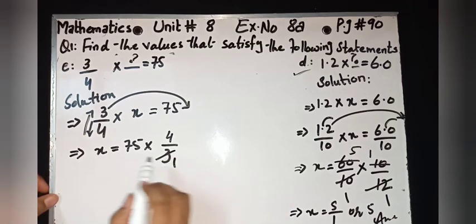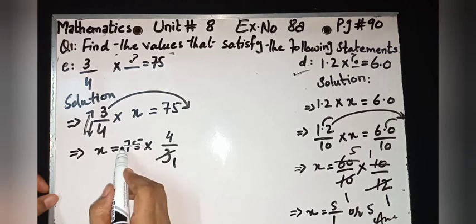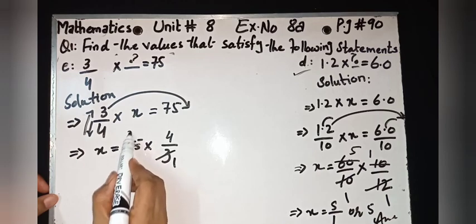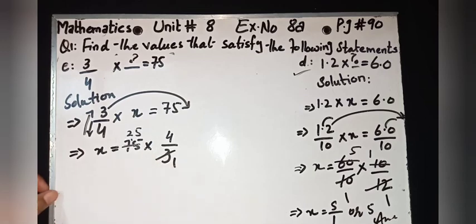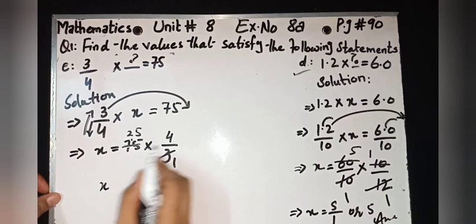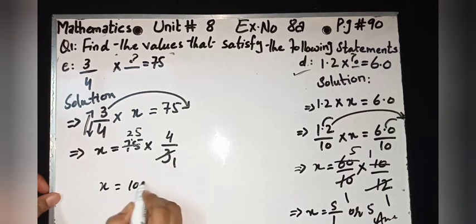3 ones are 3, 3 twos are 6, 1 is left, 3 fives are 15. 25 is 2, 4 is left. So 25 fours are 100, the answer. Value of x is 100. Done, all parts A till E.